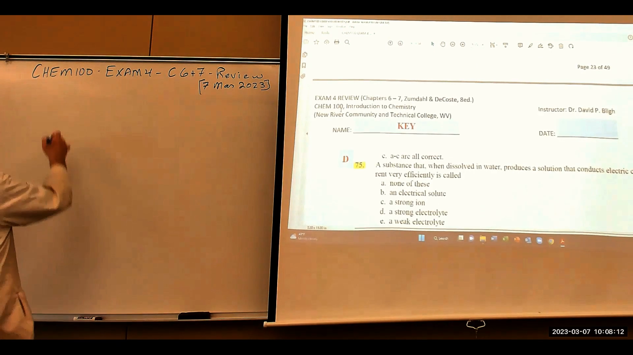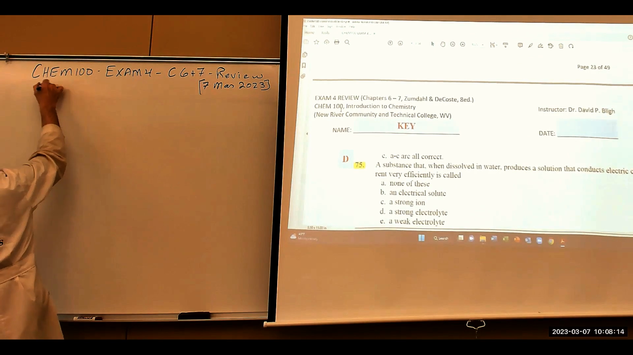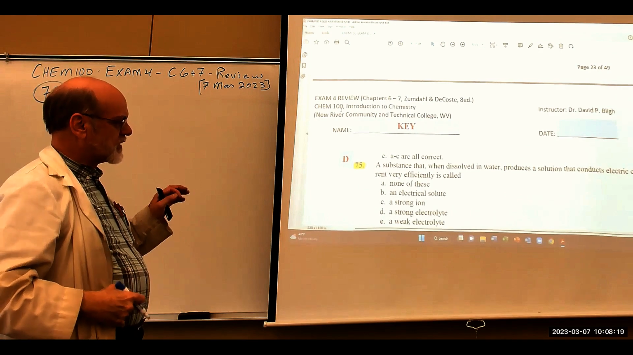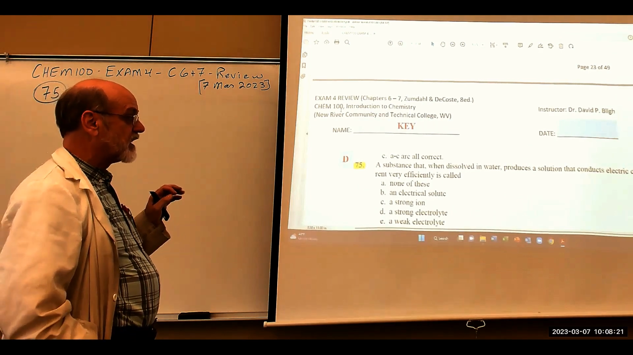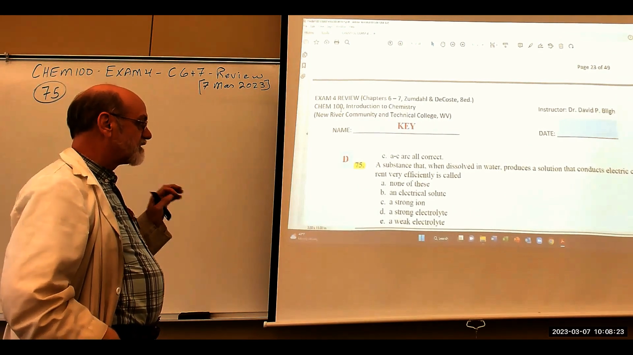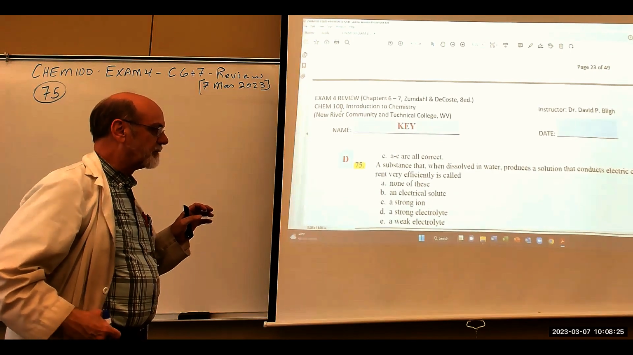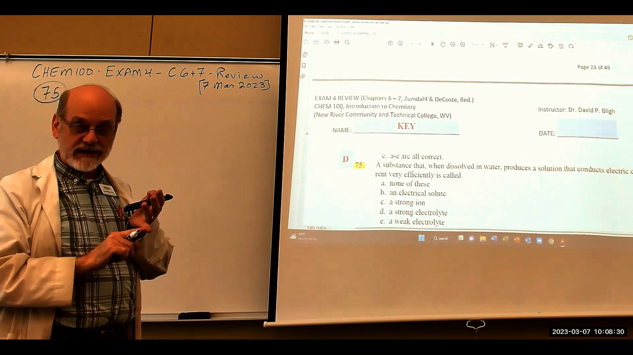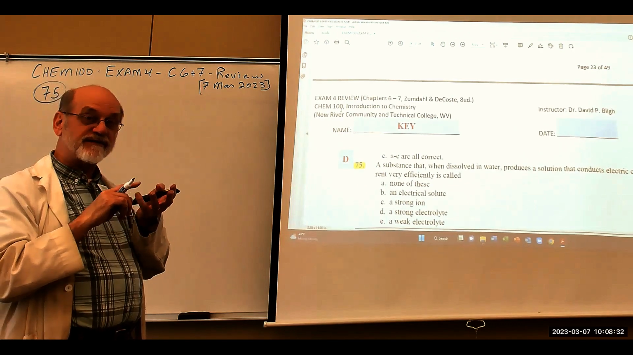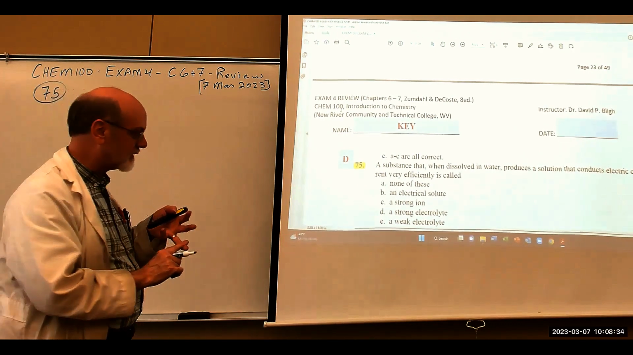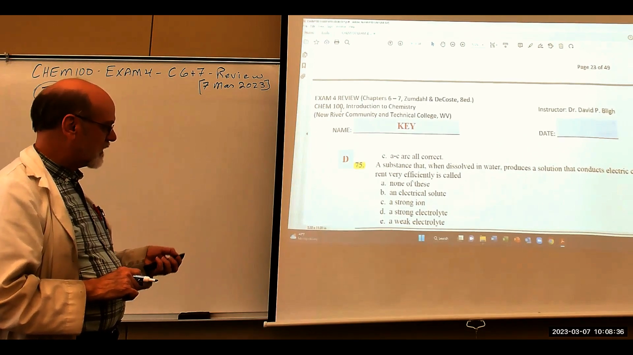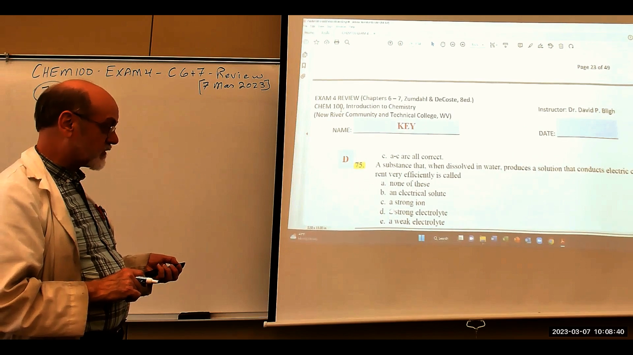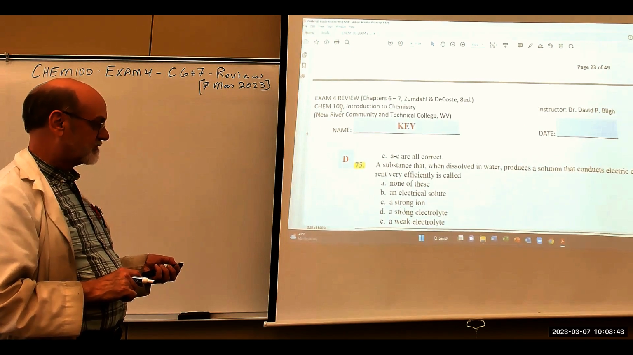Okay, 75. A substance that, when dissolved in water, produces a solution that conducts electric current very efficiently is called what? Well, if it conducts electric current, it is an electrolyte. If it conducts efficiently, it's a strong electrolyte. So that's why this one is the correct answer. It's not just an electrolyte, it's a strong electrolyte.